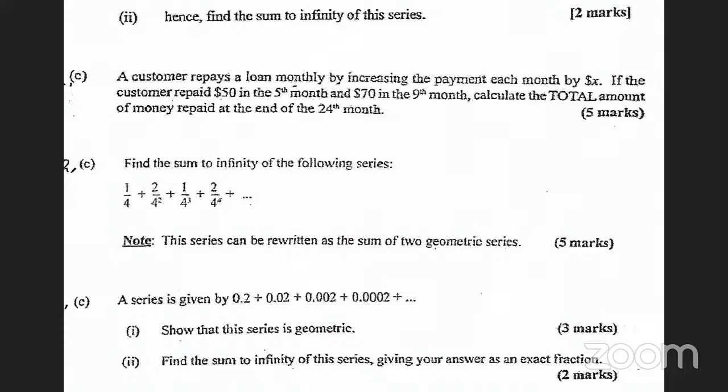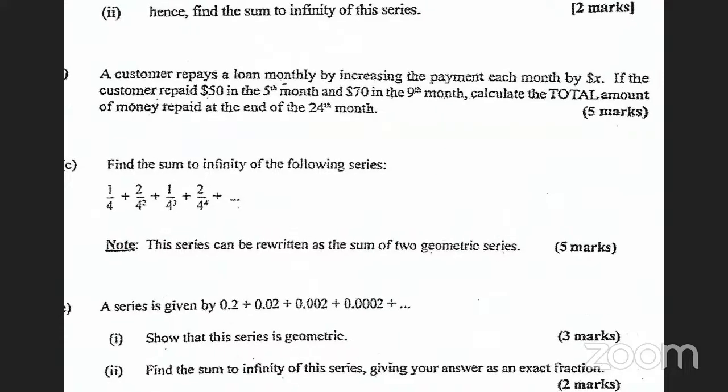Right. Any hope? The second and third should have been easier, right? But let's check out the first one. I want to see what y'all came up with. A customer repays a loan monthly by increasing the payment each month by X. Okay? So you're adding on X every payment.